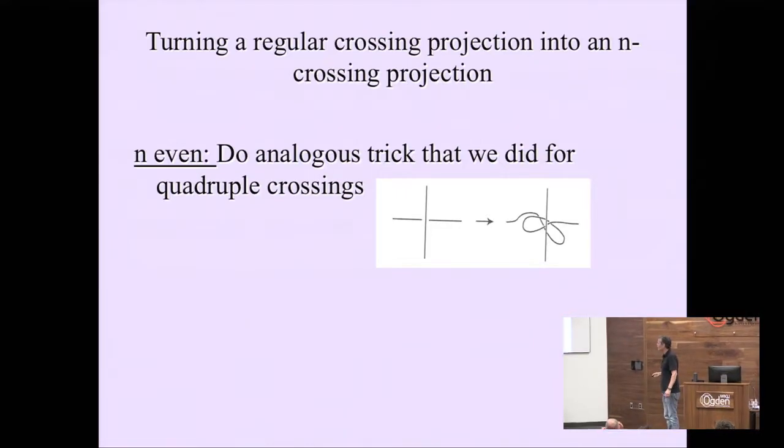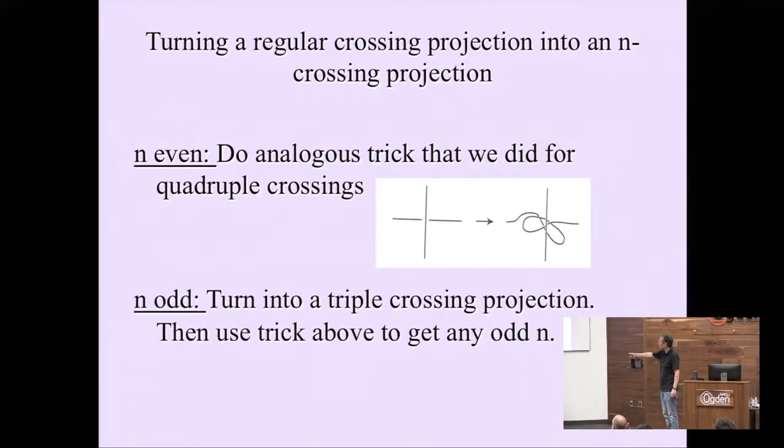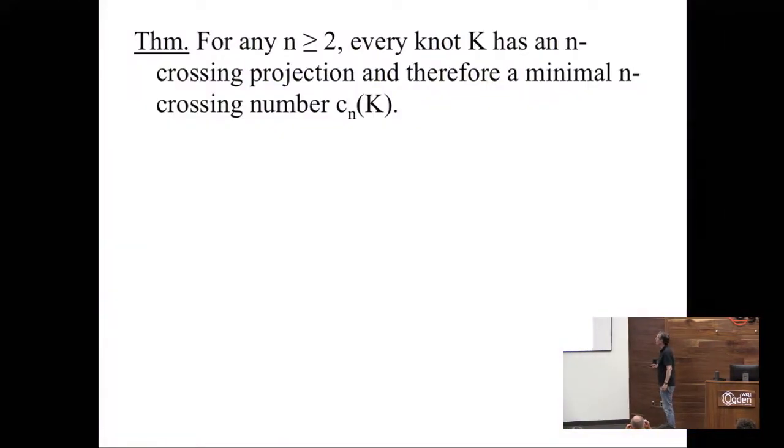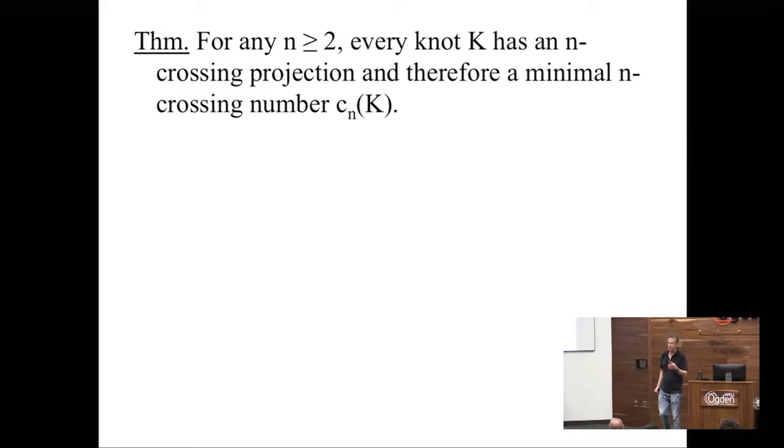If n is odd, we'll just use what we already know. First, we'll turn it into a triple crossing projection, and then we'll use this trick of going back and forth, and we can get 5, 7, 9, etc. And so then we can turn it into an n-crossing projection for any n odd. Therefore, we now have an n-crossing number for every integer n greater than or equal to 2. So now we have a spectrum of numbers instead of a single number, which is what the crossing number used to be. There's now a spectrum of numbers.